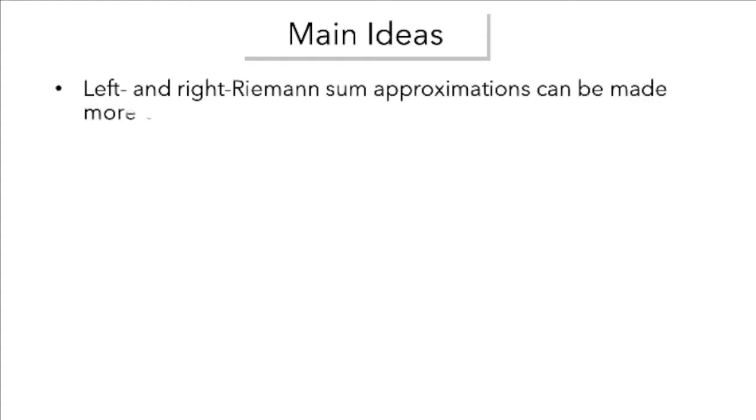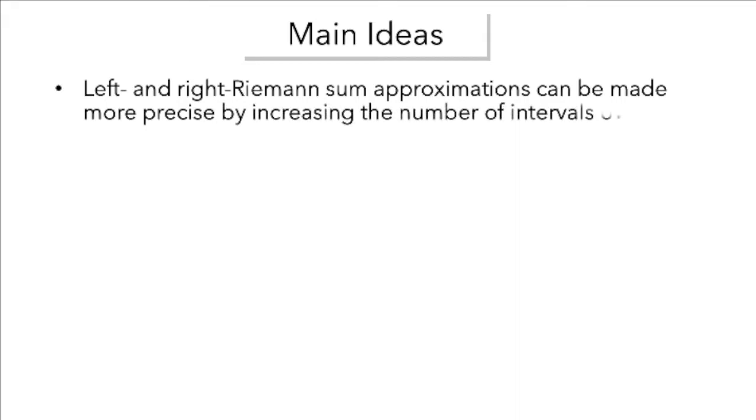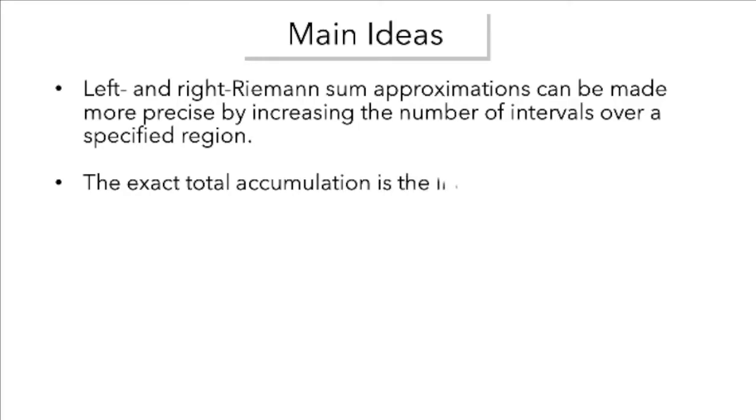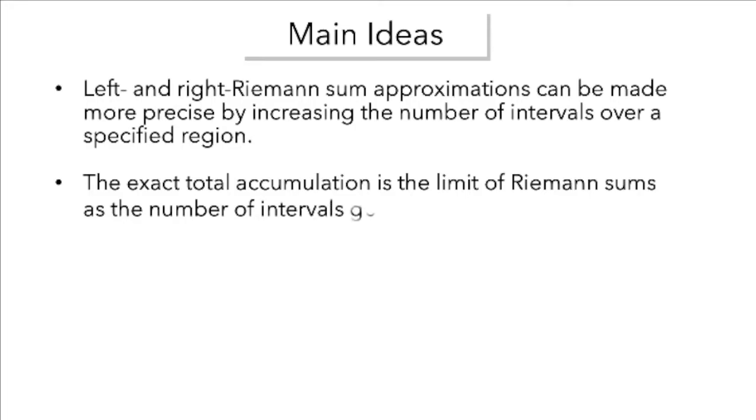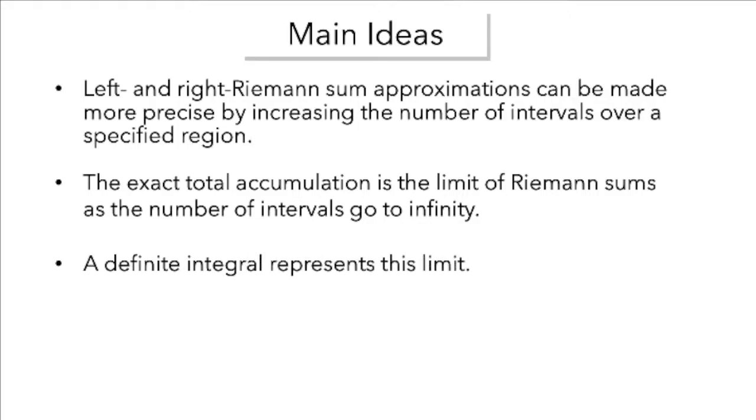Here are the main points we'll address in the video. Left and right Riemann sum approximations can be made more precise by increasing the number of intervals over a specified region. The exact total accumulation is the limit of Riemann sums as the number of intervals goes to infinity. A definite integral represents this limit of Riemann sums as the number of intervals goes to infinity.